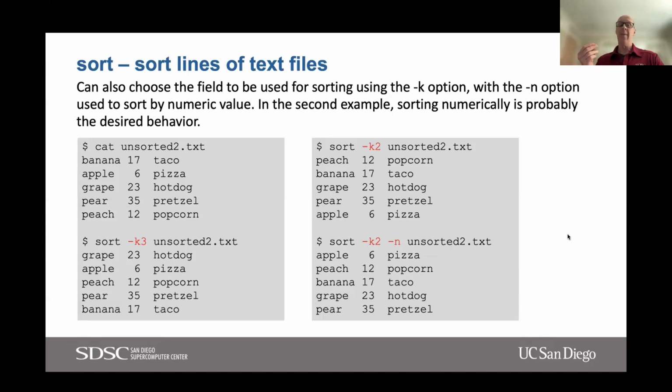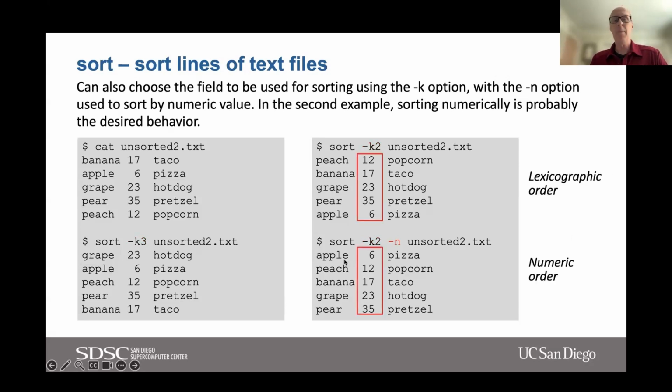If we wanted to do the sorting numerically on that field, here we could say -k2, so we're going to sort on the second field, -n. So the sort on that second field is done numerically. Just highlighting here that if we don't specify any options, we get lexicographic ordering. But if we use -n, we will get the expected numeric ordering.